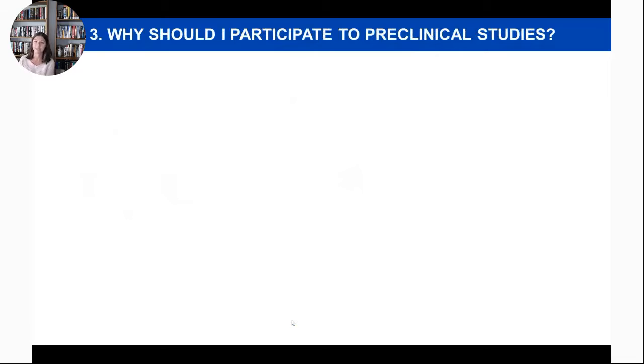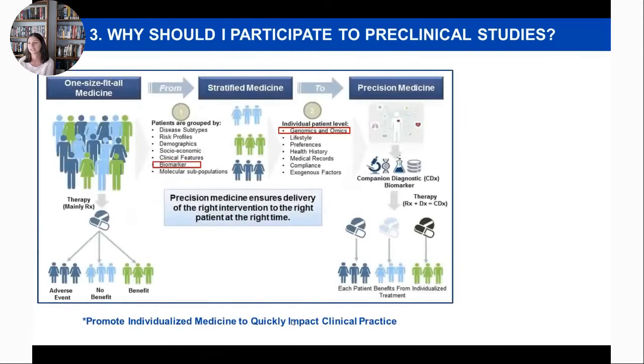So the third question would be why you should participate in these preclinical studies. Why is this important to us that you participate in this? Different things. So this is a busy slide. I'll go over it slowly. So we used to see treatment for different diseases as a one-size-fits-all medicine before, right? So we had a disease, and then we had a therapy. The therapy was actually working and beneficial for certain people. There was no benefit for other people. It can be actually worse for some people. So there are several adverse effects.